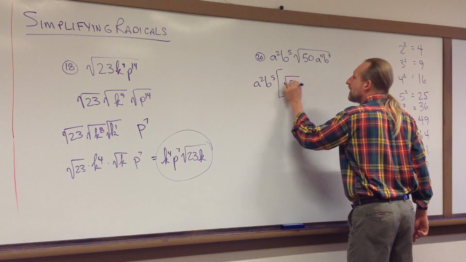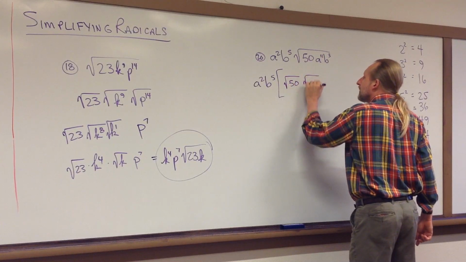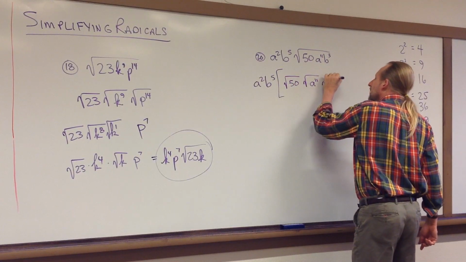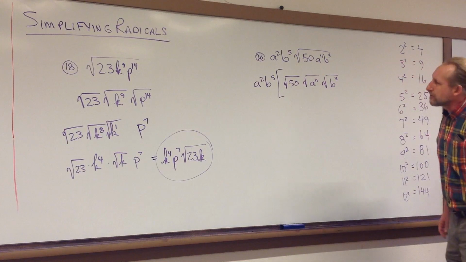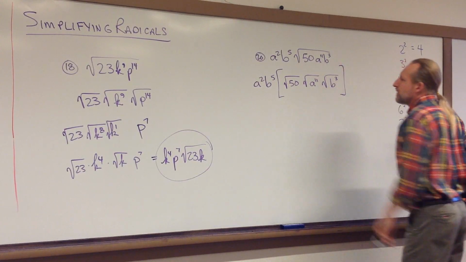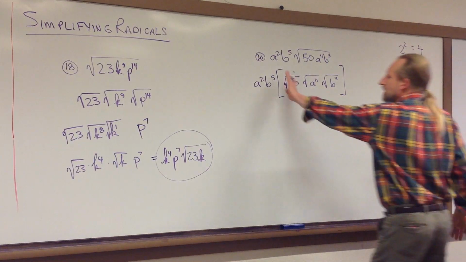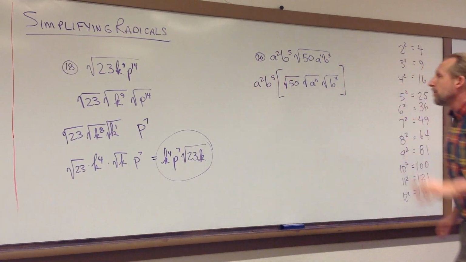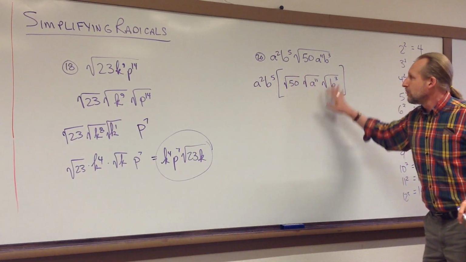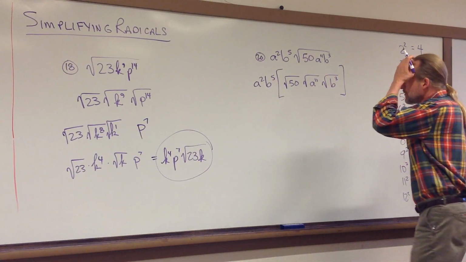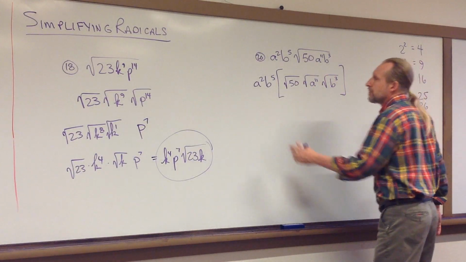So we'll have a square root 50, a square root a to the 11th, and a square root b to the 3rd. Okay? And we don't need to have brackets there. I'm just trying to indicate how we're just setting this aside for the moment. We'll come back to it after we're done with this section. So each one of these is going to get split up.